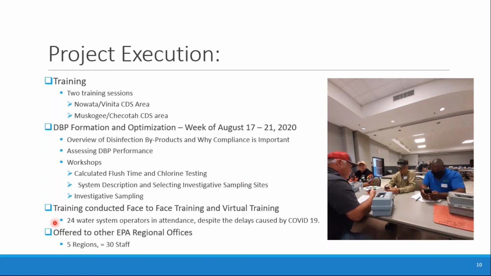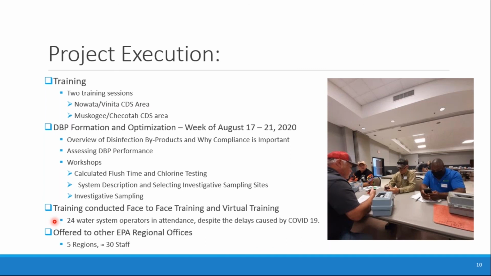So the first training session took place. It was initially intended as a face-to-face training, but with COVID, the travel restrictions, and ODQ staff not being out to the field, it was changed to a virtual training, and then eventually it was decided to have a combined face-to-face training with virtual training, where the process applications staff went out and provided training, and we had a couple of ODQ staff also that participated in the training, and then Allison Dugan from our technical support center provided some training remotely.